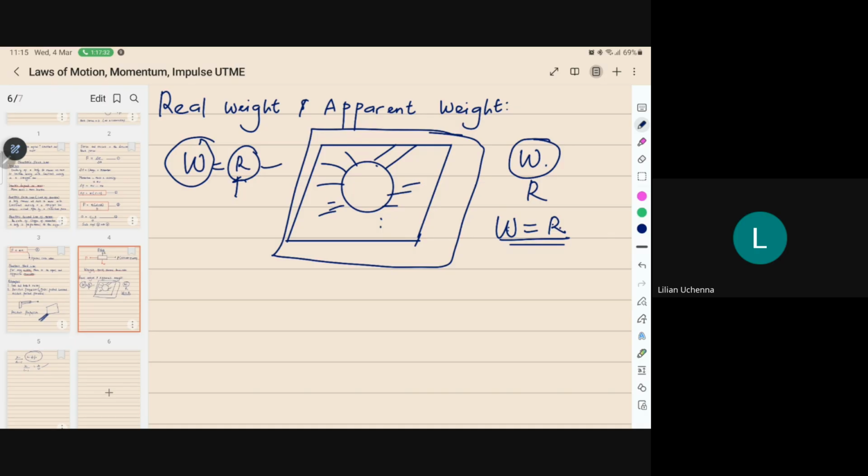You get the point now. What am I saying? At the point you are standing straight, no movement, your W will be equal to your R, so that the apparent weight will give us your actual weight.